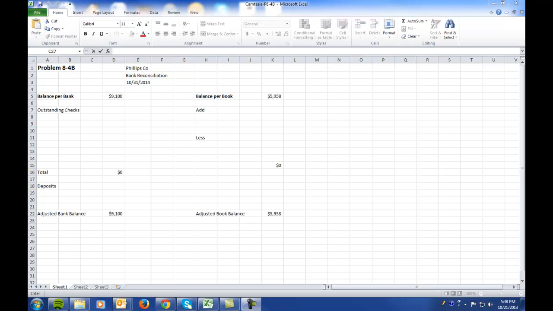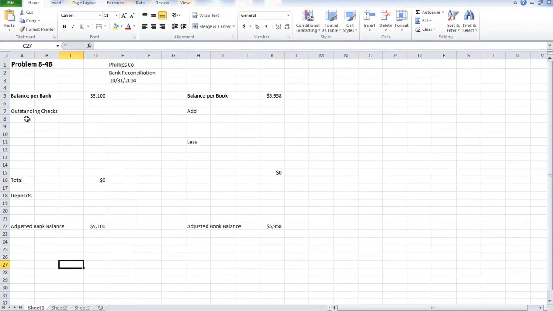Starting with the deposit in transit of 842, we look at the deposits on the right hand side of the bank statement, and on November 1st that deposit shows up. Since it shows up in both places, we don't need to include it on the reconciliation. Then we go to the checks. Check number 2451 for $700: we look at the listing of checks, and there is no check number 2451, so we need to include that on our current reconciliation.